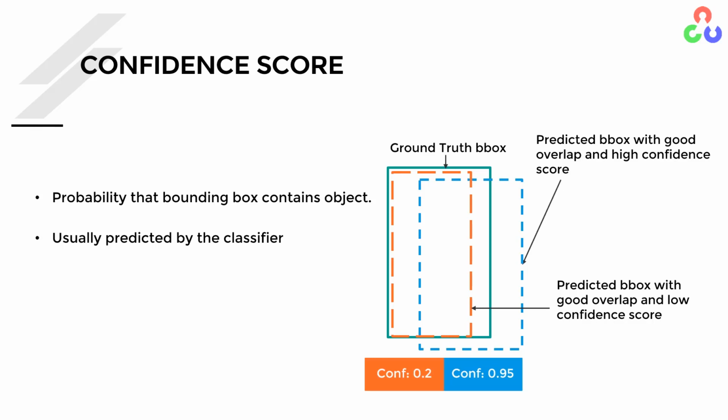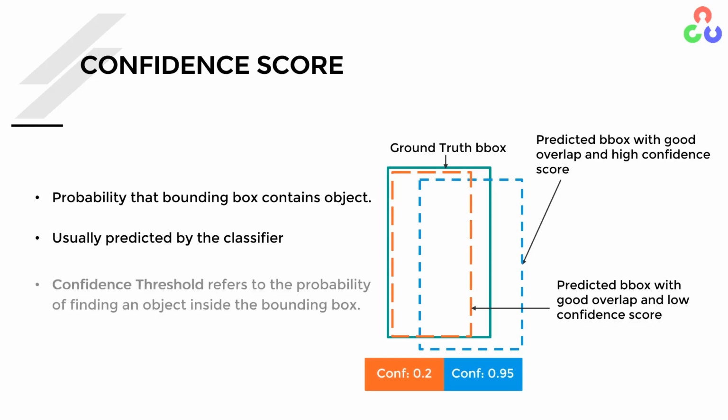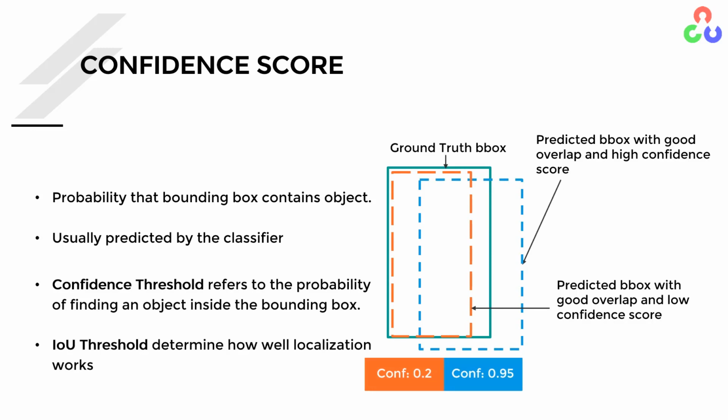We need to set a confidence threshold, for example, 0.5. Now, this threshold is completely different from the IOU threshold. So we are talking about two different thresholds here. One is the confidence threshold, which says how confident we are that a particular object or a particular class is inside a bounding box. And the second one is the IOU threshold, which tells us how well the localization has worked. So one you can think about as the localization threshold, which is the IOU threshold, and the other one is the classification threshold, which is the confidence score.